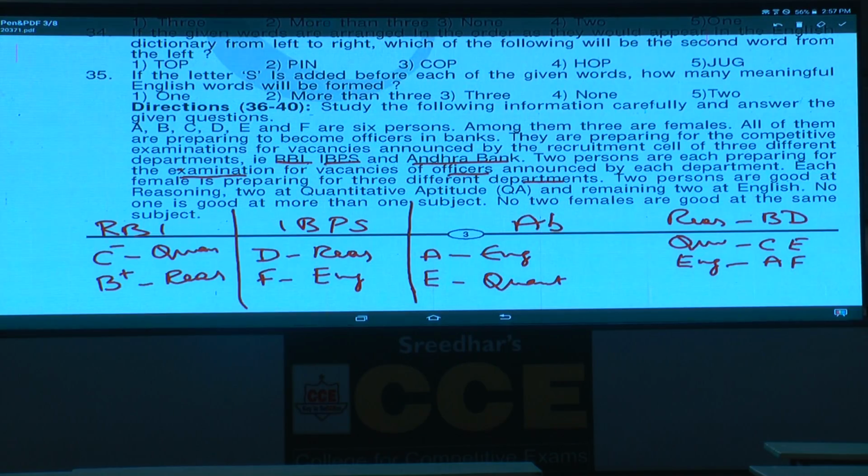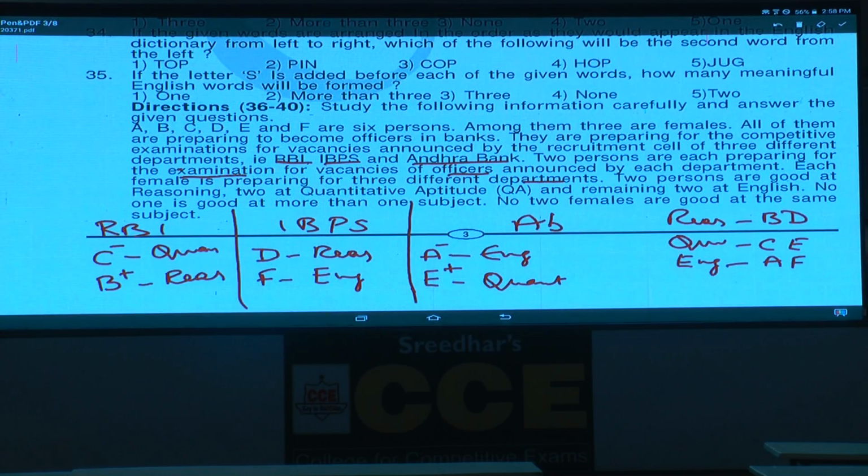Why? This E cannot be a female because no two females are good at the same subject. C is a female who is quant, and another person who is quant, that is E, cannot be a female. That person must be a male. If E is a male, then what about A? A is a female. Why? Because in each of these departments there must be one male and one female. As A is English, A is a female.